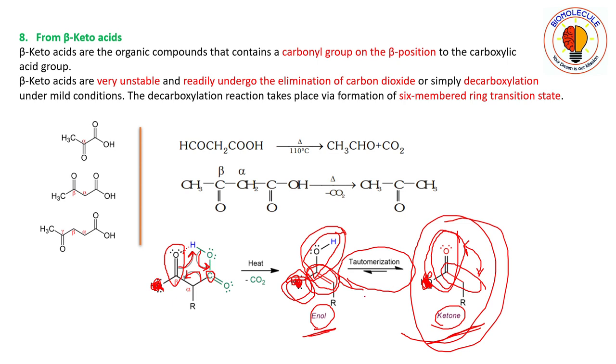So now you know why enol always shifts to its carbonyl form, and from here you get to know how you can get carbonyl compounds from beta keto acids. You simply heat them, and they readily decompose to give a carbonyl compound and a carbon dioxide molecule.